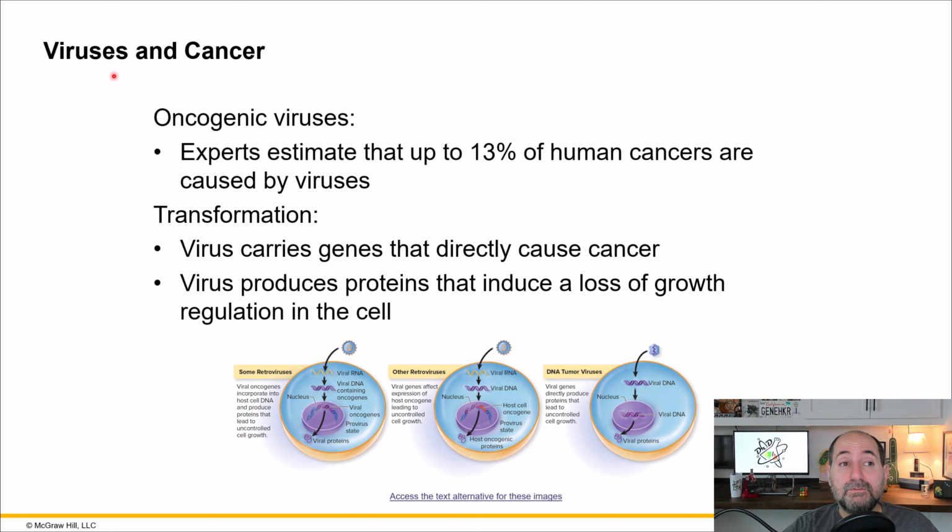You should know that viruses can also cause cancer. Up to 13% of human cancers are caused by viruses. These are known as oncogenic viruses. And a cell that has become cancerous is known as a transformed cell. The virus carries genes that directly cause cancer, or the virus produces proteins that induce a loss of growth regulation in the cell. These are the two ways by which viruses can cause cancer in a cell.